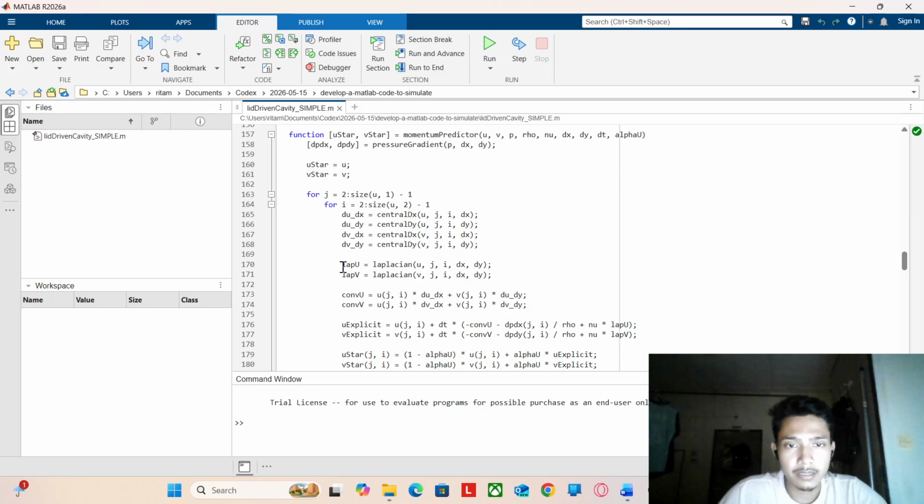Also here, this lap u equal to Laplacian u, j, i, dx, dy. This represents viscous diffusion. Okay, and this conv u equal to u, j, i. This represents convective transport of momentum. That's it.